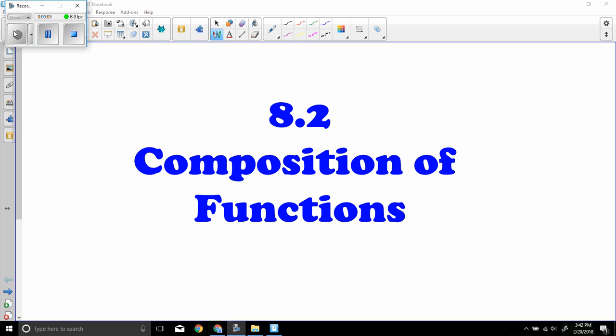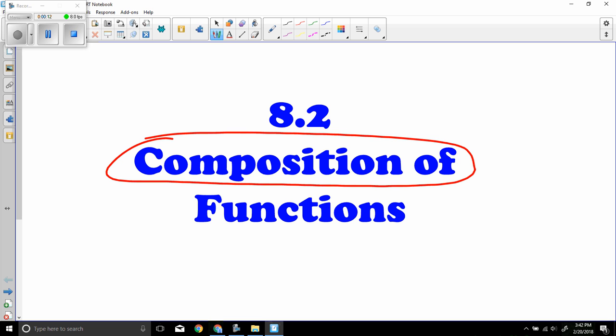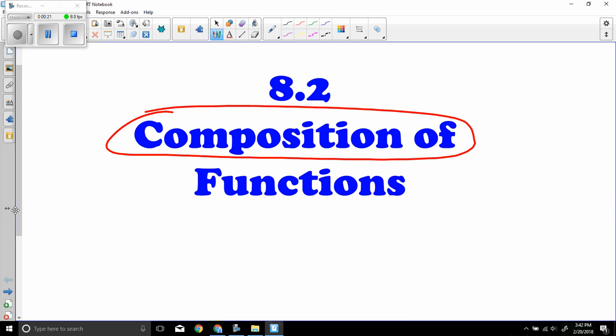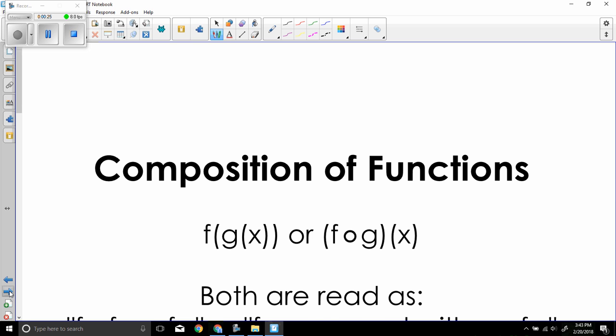Okay, so today's video is over section 8.2 and it's composition of functions. Composition, by definition, means that one thing is making up another. So it's like I'm putting one thing inside of it. And we're actually going to use that exact definition when we learn about compositions of functions.